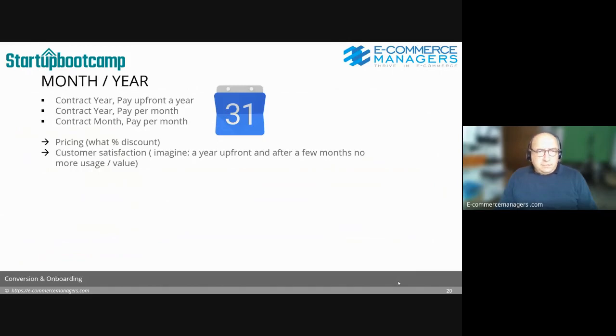And you could send out a flow for a re-engagement to let them try again if they don't succeed, to stop the contract, so they don't have to pay anymore or get a return. But especially if you have got a year upfront paid, that will be an issue, because paying money back to customers is not something that most companies like to do.